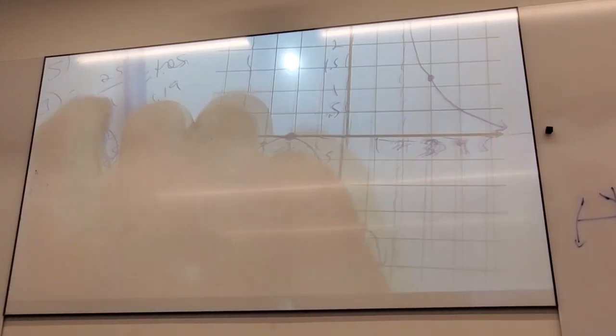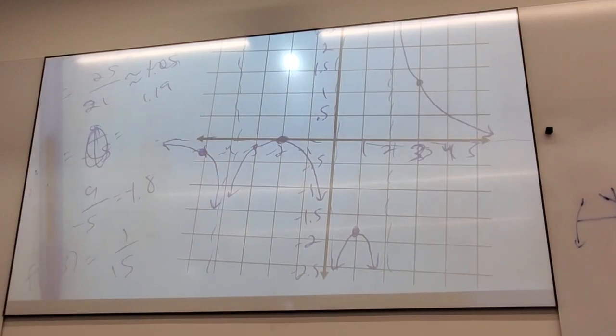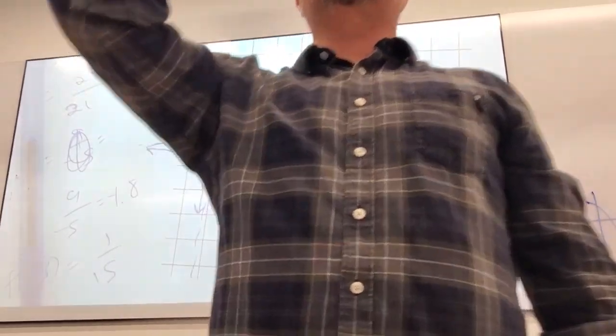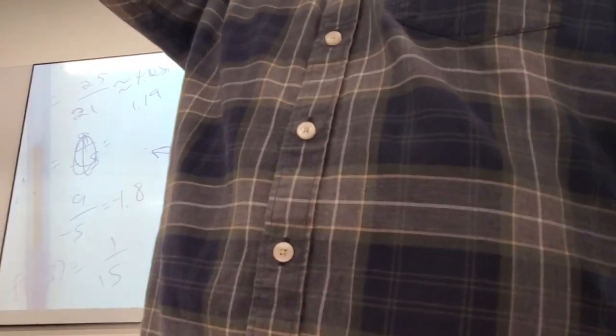Alright, that's enough for now. So next time we'll talk about slant asymptotes, and then we'll get into chapter 6, exponentials. Okay.